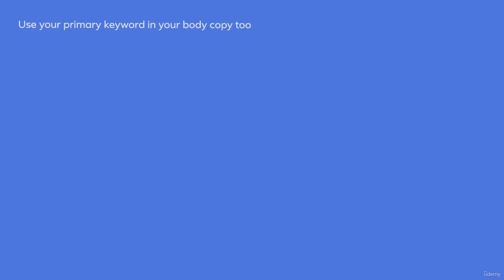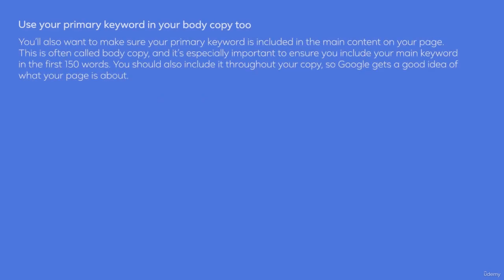Use your primary keyword in your body copy too. You'll also want to make sure your primary keyword is included in the main content on your page. This is often called body copy, and it's especially important to ensure you include your main keyword in the first 150 words. You should also include it throughout your copy, so Google gets a good idea of what your page is about.